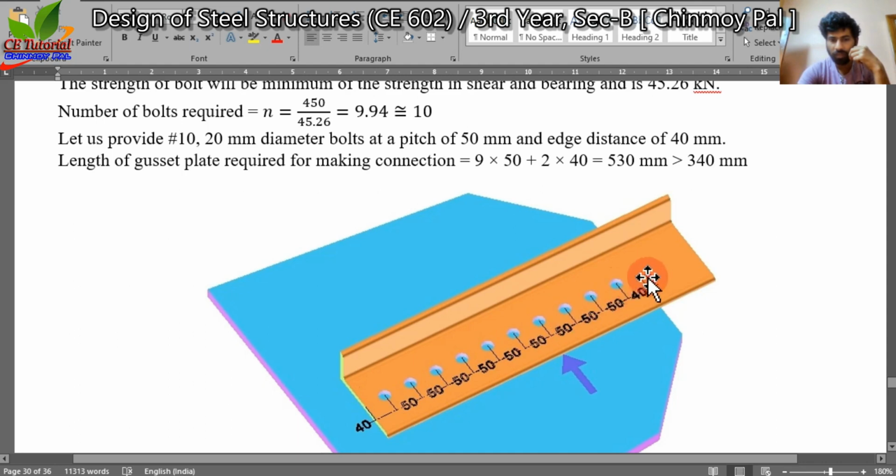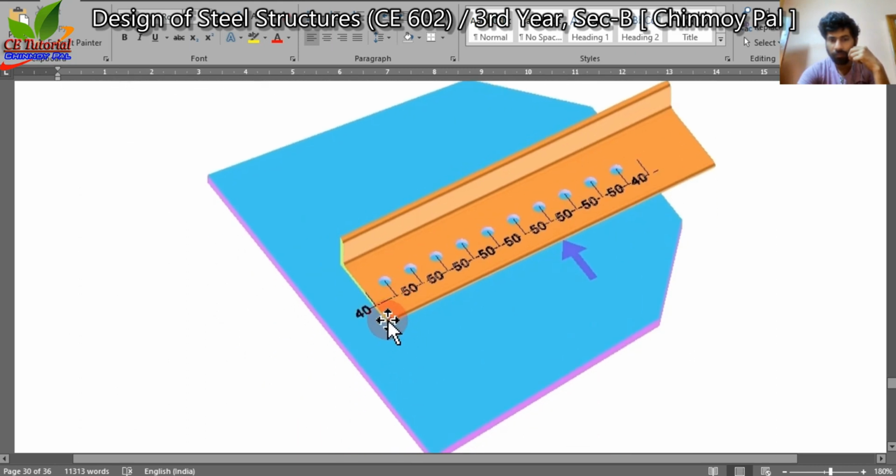So the total minimum length of the gusset plate is equal to 40 plus 40 plus 9 into 50, that is 530 millimeter. But in our question it is given that the limitation of the connection should be 340 millimeter. So this arrow indicates the length of this connection, that is 340. From this point to this point the length is 340. So our connection length should be under this limitation. Beyond this length we cannot provide any bolt or any gusset plate.